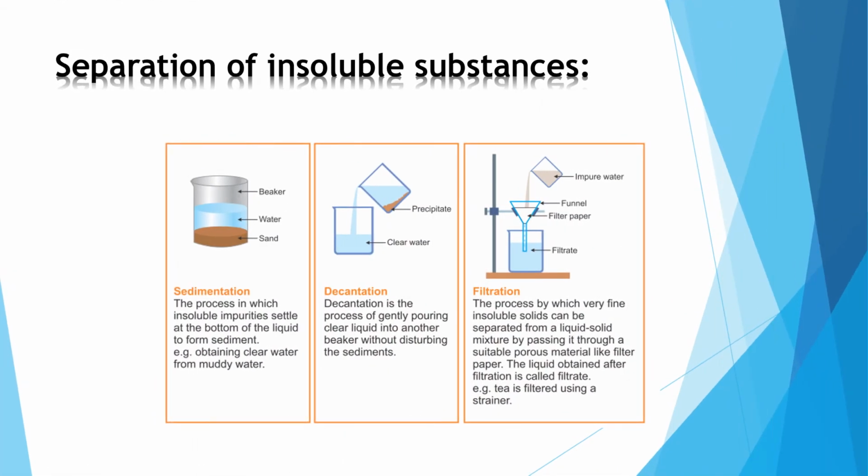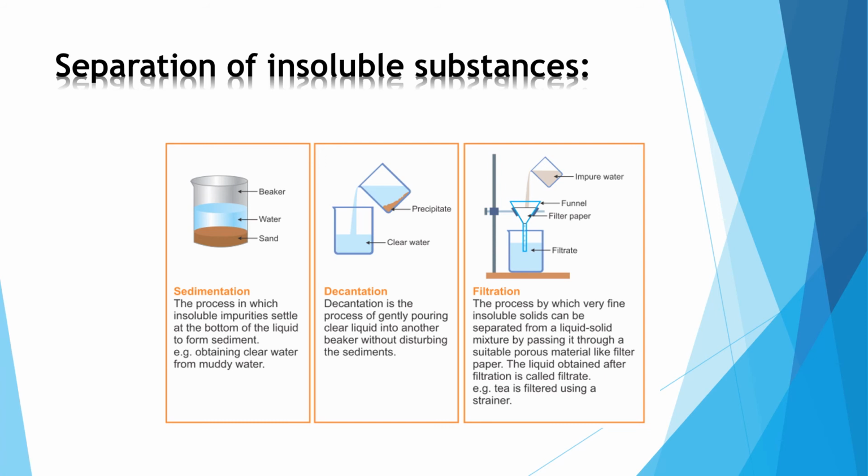Separation of insoluble substances. Insoluble substances can be separated from a liquid by the process of sedimentation, decantation, and filtration. Sedimentation. The process in which insoluble impurities settle at the bottom of the liquid to form sediment. Example, obtaining clear water from muddy water.